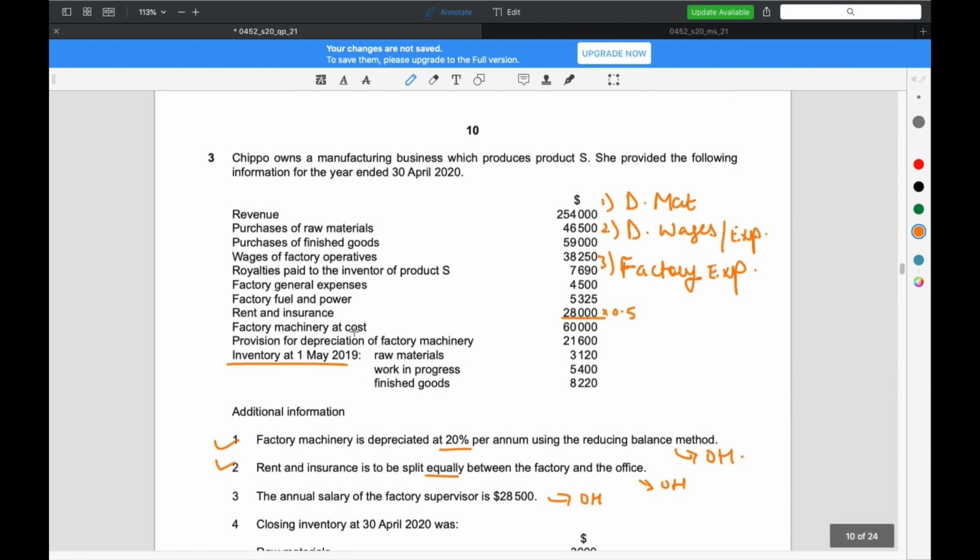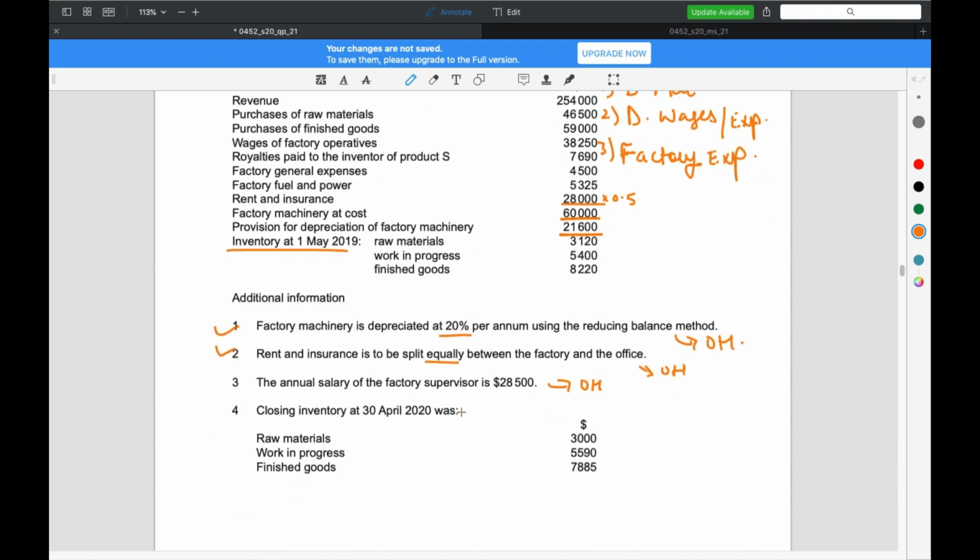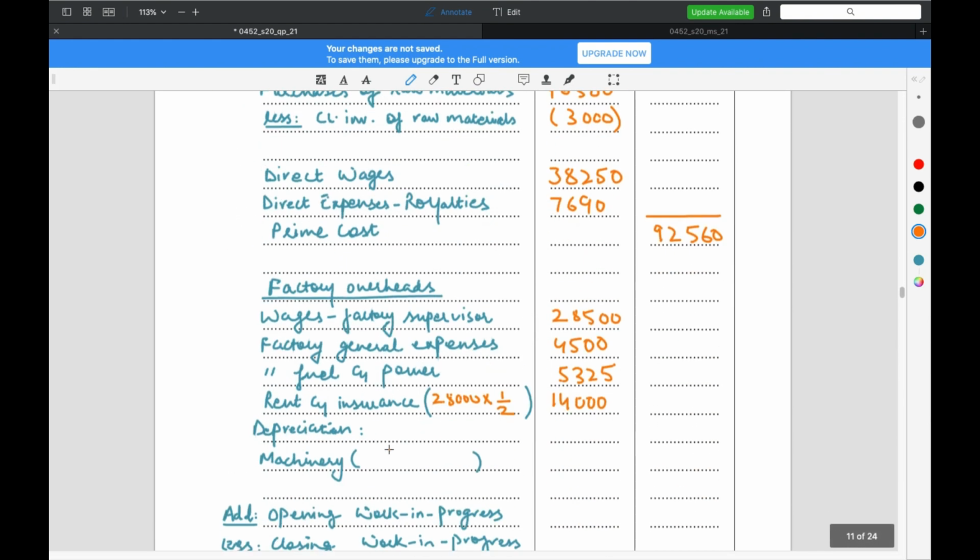So that is actually going to be the machinery at cost, which is 60,000. We will subtract the provision for depreciation, that is the accumulated depreciation, from the cost. That is going to give you 60,000 minus 21,600. All right, and then when you have the answer to that, you will just multiply that by 20%. That will give you the depreciation charge for the year, which is going to be 7,680. So let's just write that down, 7,680.